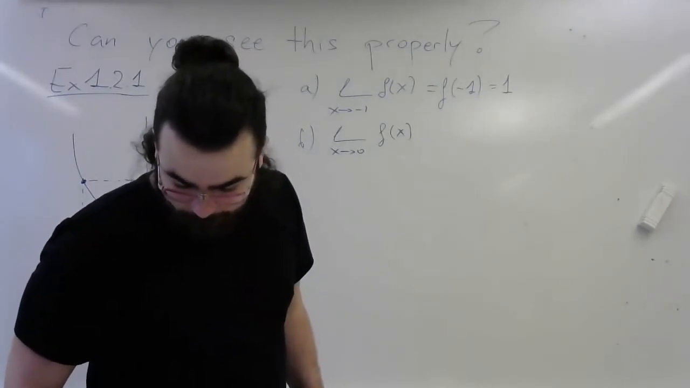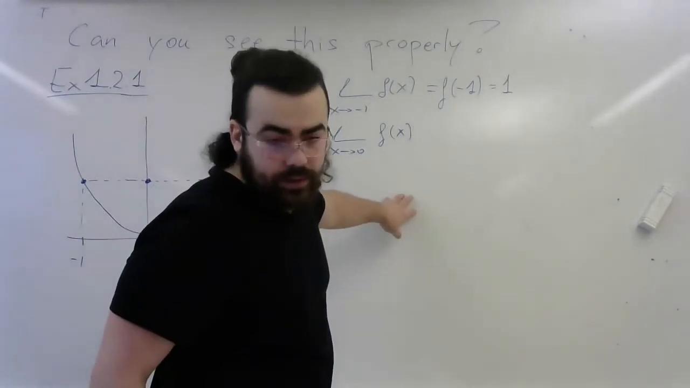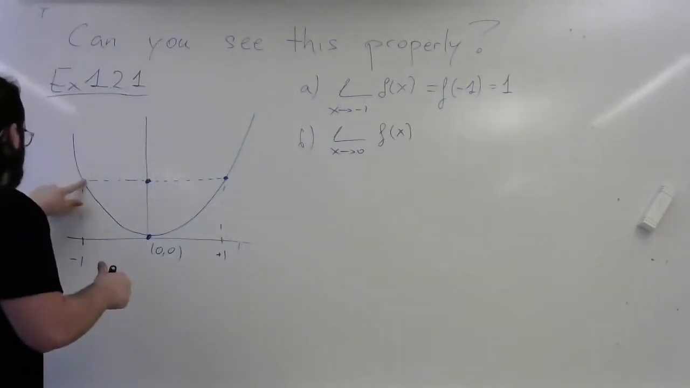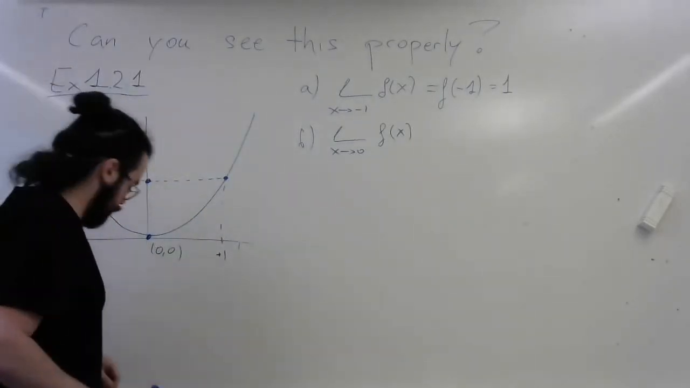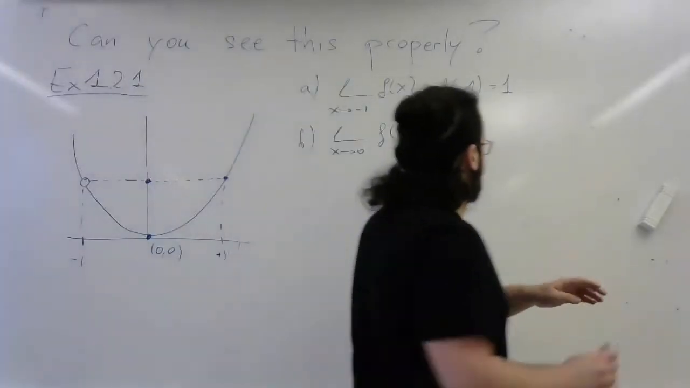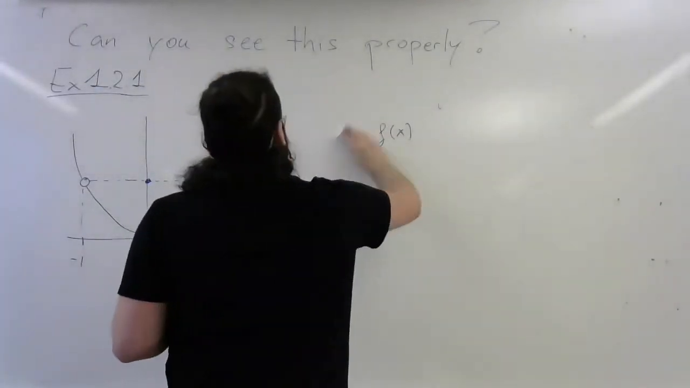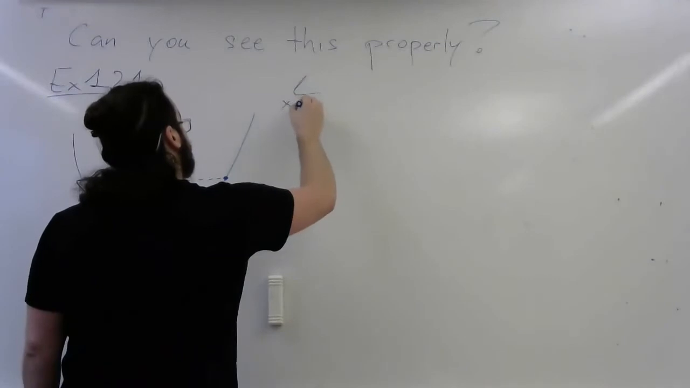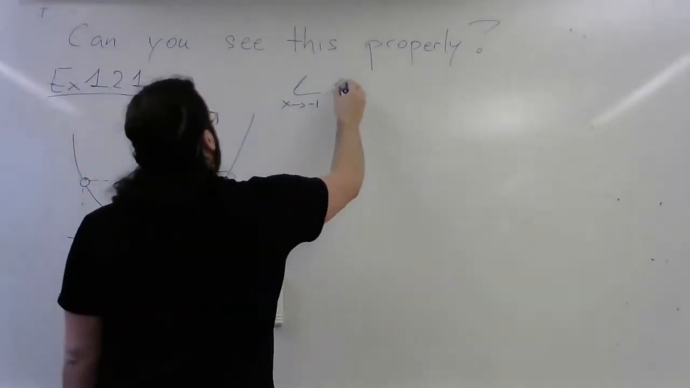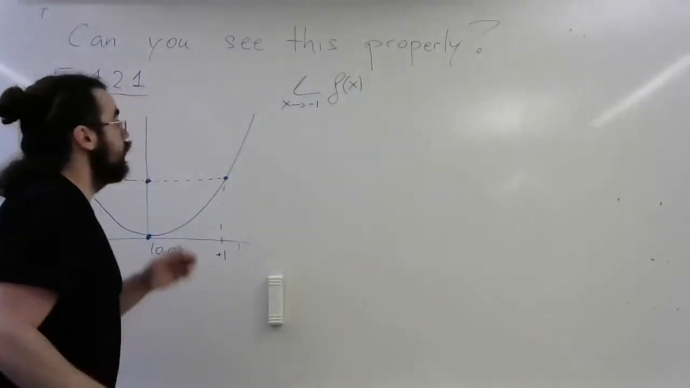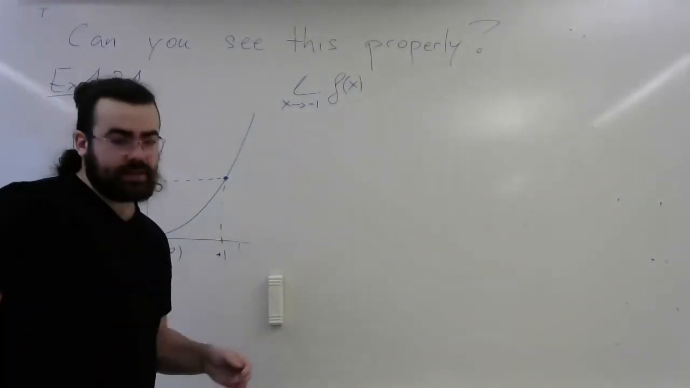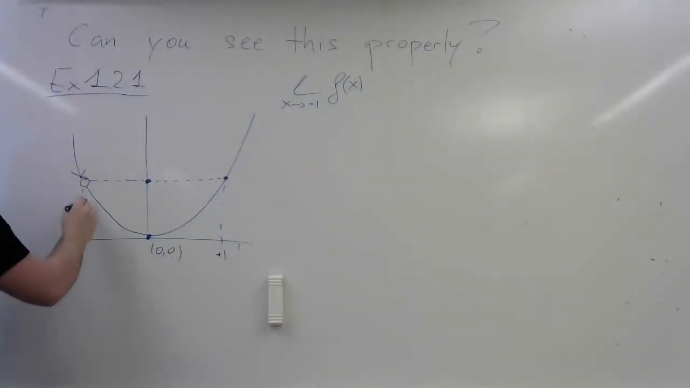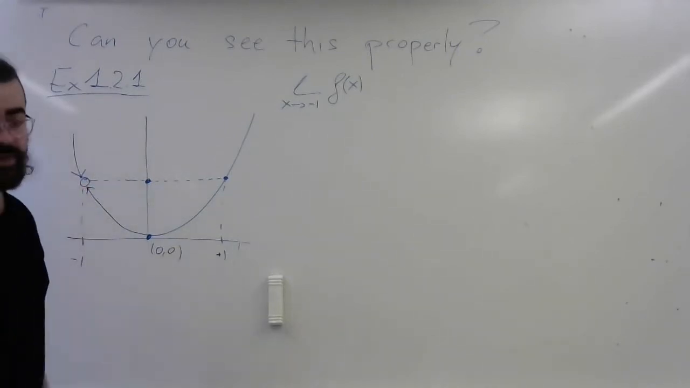Now, the point at -1. You're right. This point doesn't exist. So let's go all the way back. So the function is not defined at -1. So what we have to evaluate here is the lateral limits, the limit from the left and the limit from the right, and see if they're equal.